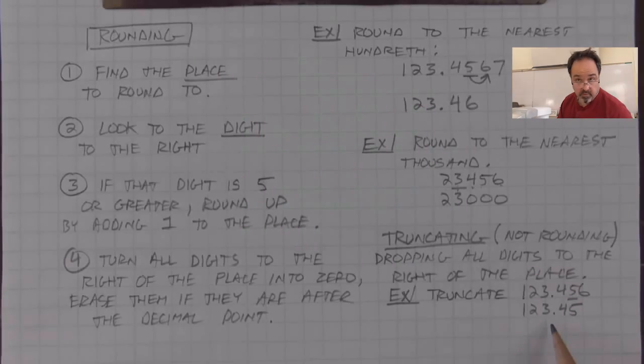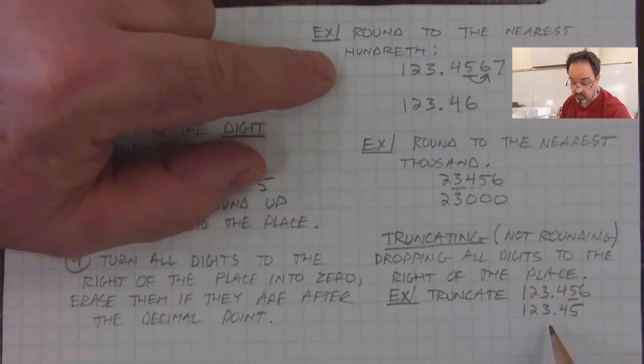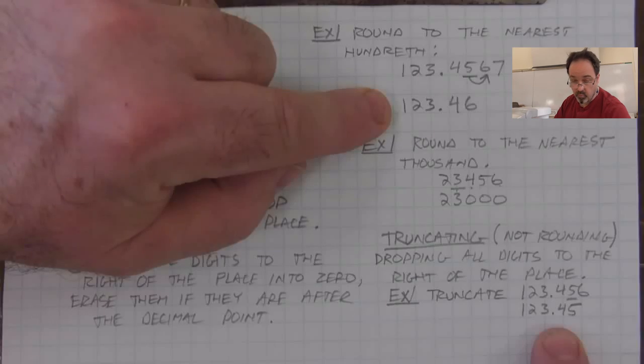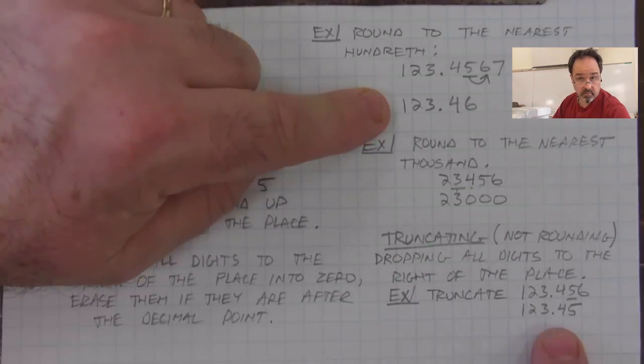Truncating is not rounding. Notice the similarity to the example in which we rounded, that the result is different. It's more accurate to round numbers than to truncate.